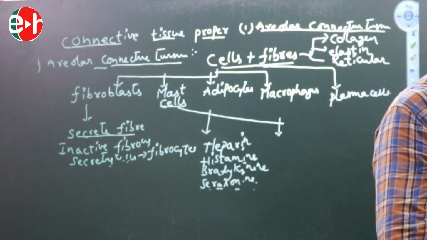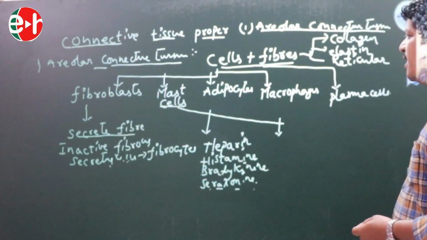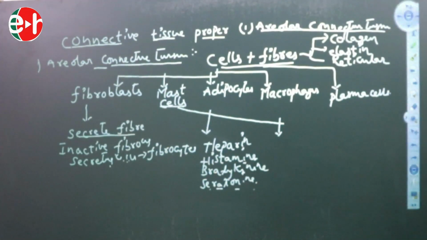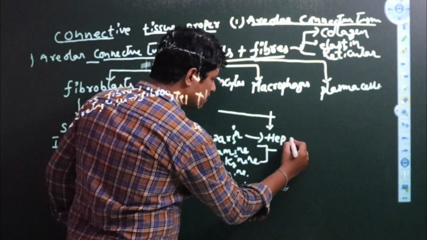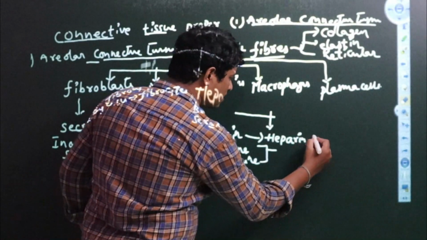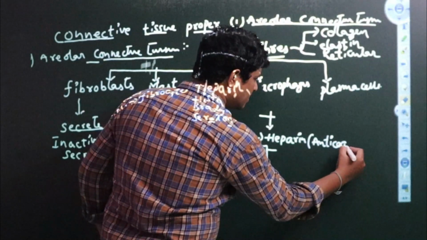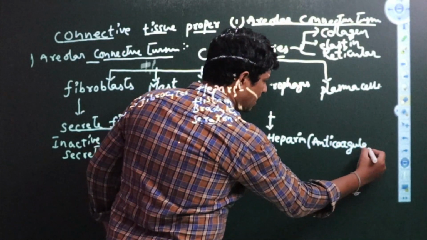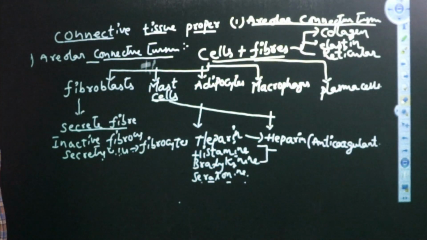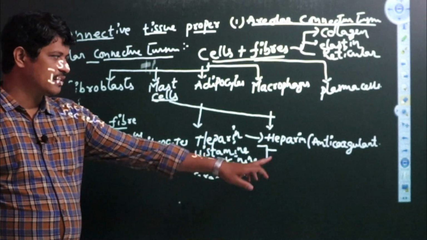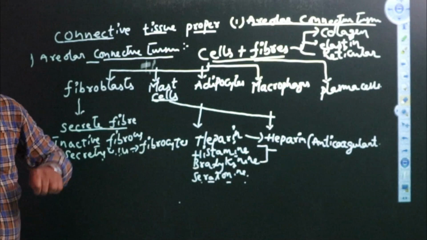Histamine, heparin, histamine, bradykinin, and serotonin. These are present in mast cells. Heparin acts as an anticoagulant of the body. Anticoagulant means that it prevents the clotting of the blood when the blood flows in the blood vessels.